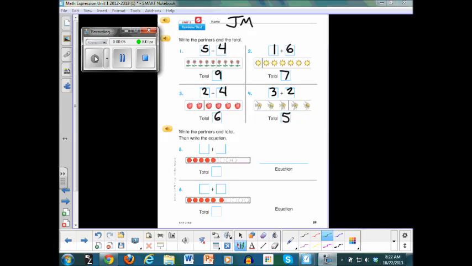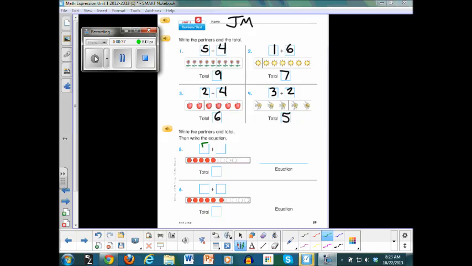Some of the circles are red and the other circles are white. It says write the partners and then the total. Then write the equation. Boys and girls, when you write the equation, it is okay if you do the total first, or it's okay if you do the total last. Since it's an addition story problem, you can do the total first or the total last. What are the partners for number 5?